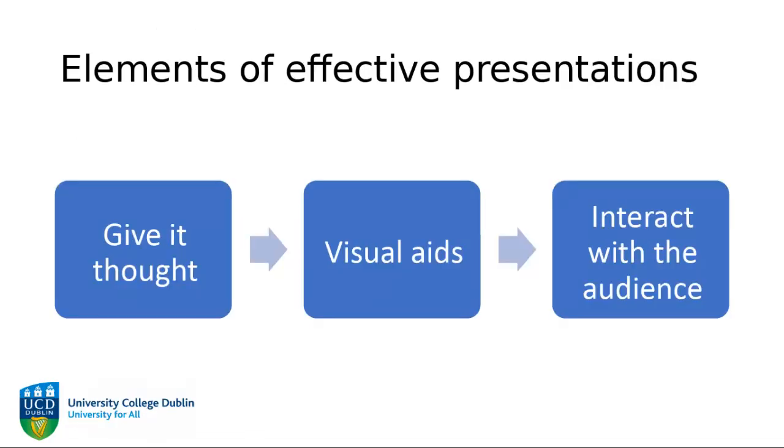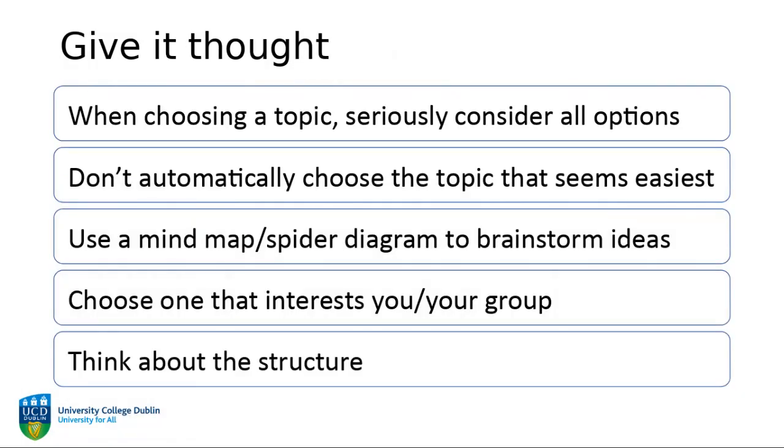So the elements of an effective presentation. The first one is to try give it thought, and I'm going to break these down in a minute. The next one then is the use of visual aids, as I've said before, and then also interacting with the audience. So these are the 3 main elements to try incorporate for effective presentations. So for giving thought, first and foremost, if you are provided with options for different topics you may present on, when choosing a topic, do seriously consider all of the options that are there, and don't automatically choose the topic that seems the easiest.